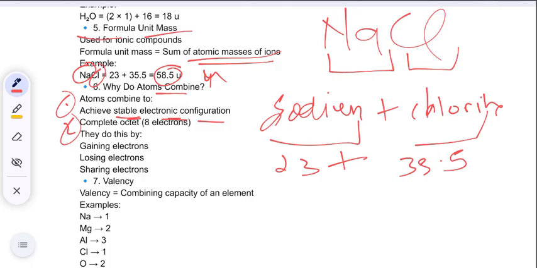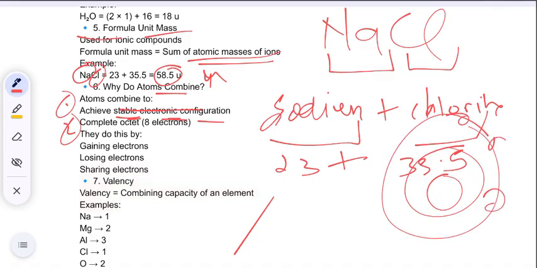Many of you might think, what is stable electronic configuration? We have not heard about it. See, it is nothing like rocket science. It is just a favorable condition, a favorable arrangement of atoms to fill the outermost ring. So atoms combine in the most favorable arrangement to fill the outermost shell.